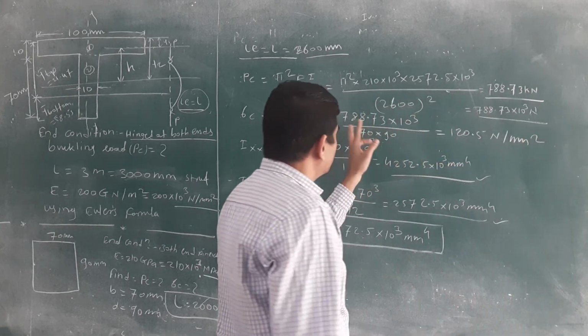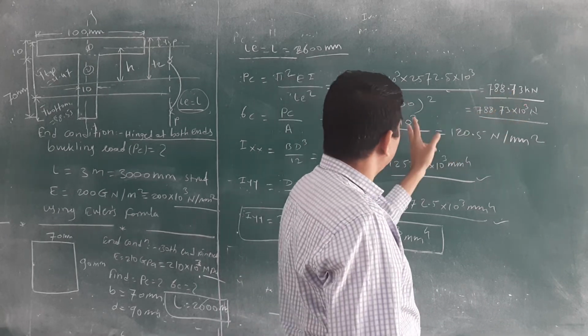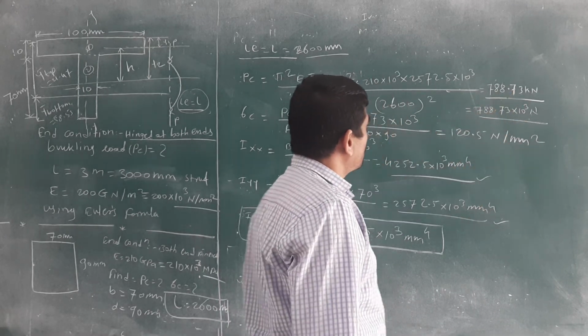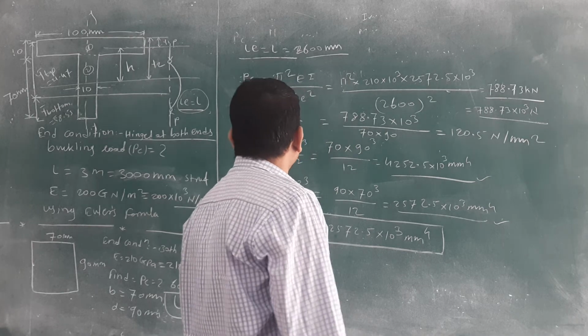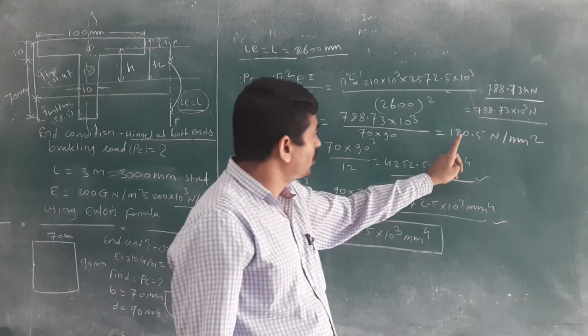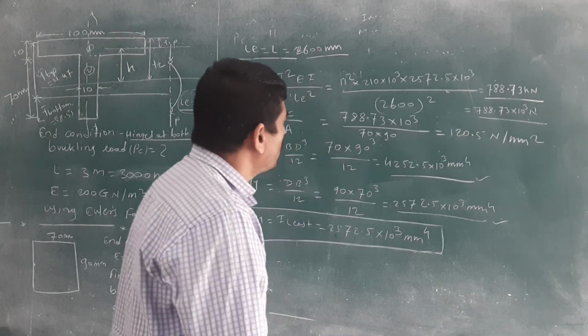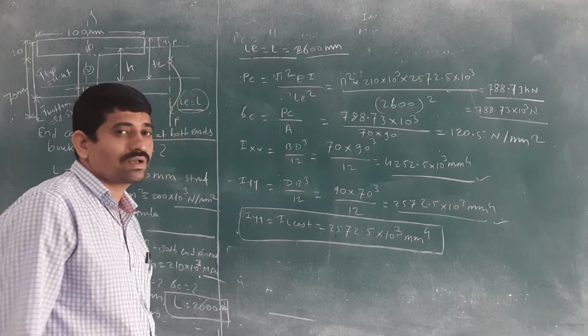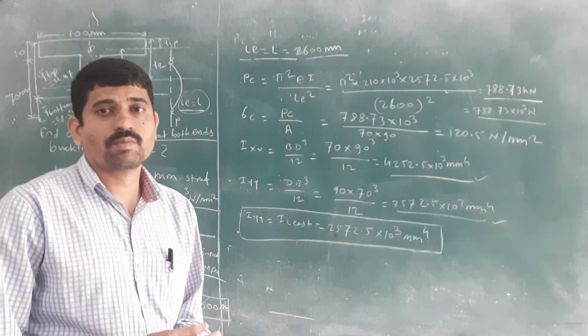If you have kept this value as it is in kilonewton, then you will get kilonewton per mm square. Okay? What is the unit of stress? Newton per mm square. Then you will get 120.5 Newton per mm square, or MPa. Okay, all of you getting?